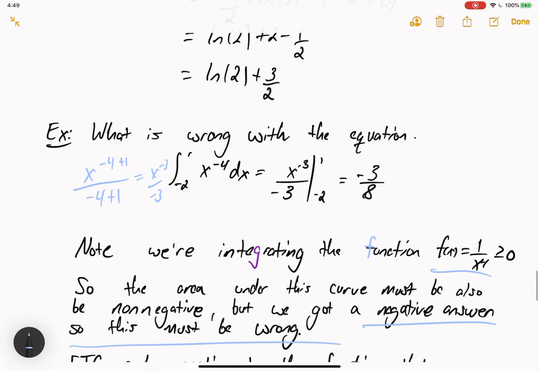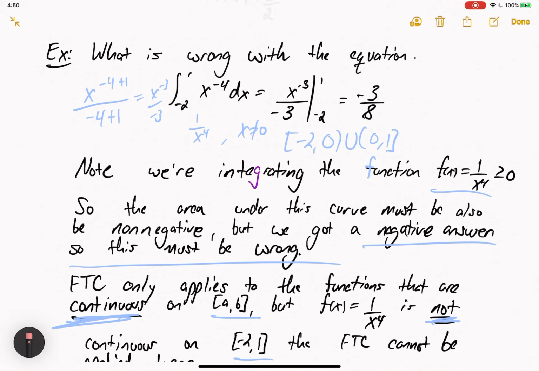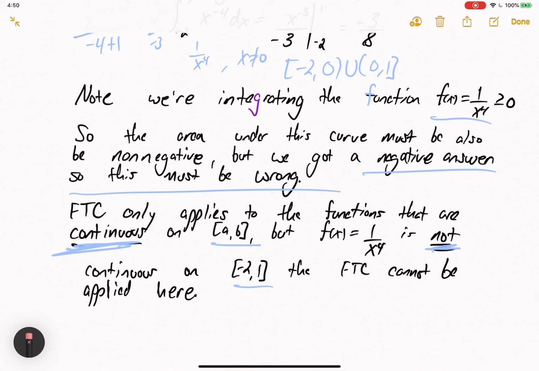We can see that because it's 1 over x to the 4th, so it's not defined when x is equal to 0. So x can't equal 0 here. Really, we're integrating over negative 2 to 0 union 0 to 1. Because of this gap, this hole, we can't use the Fundamental Theorem of Calculus. It only works for closed intervals, including the endpoints, and when you have continuity. If you don't have continuity, then you can't do this.